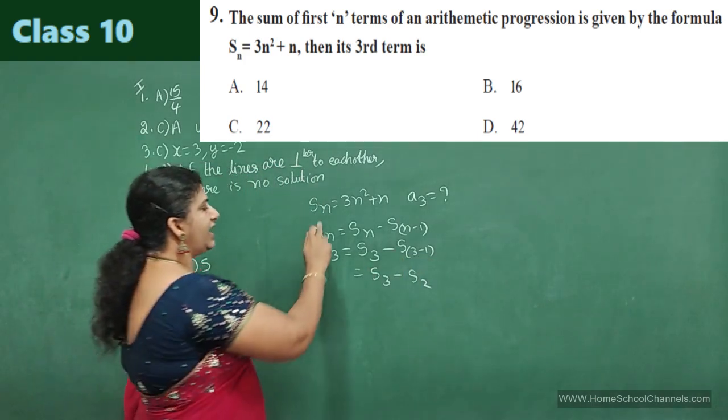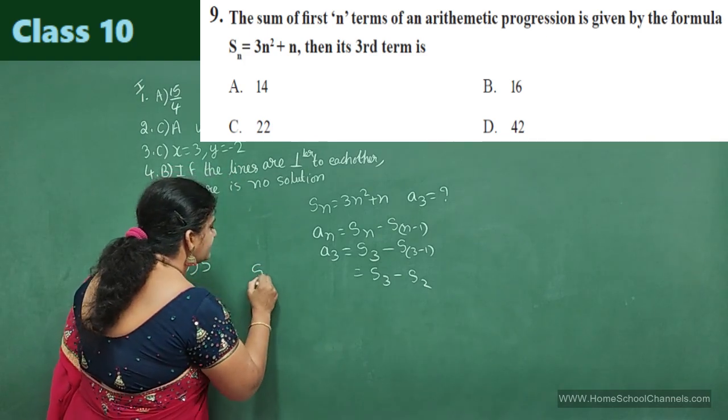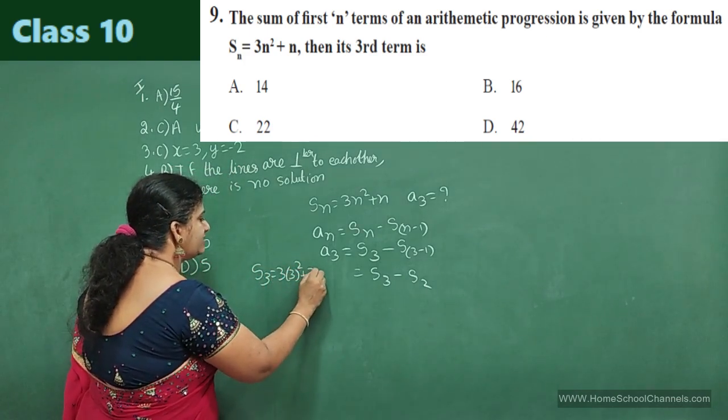Okay. Find S3 now. Means substitute in n place 3. S3 is equal to 3 into 3 square plus 3.